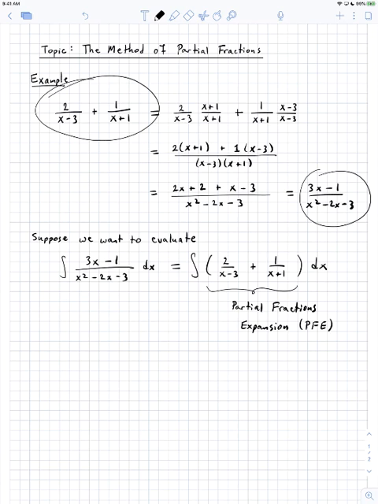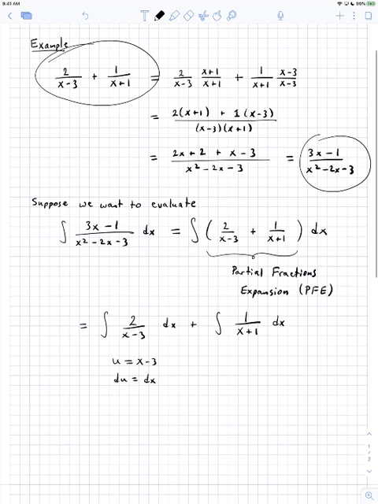But the point of the partial fractions expansion is that we can integrate the terms in it. We know how to integrate both of these. We can just do it term by term. The integral of 2 over x minus 3 dx plus the integral of 1 over x plus 1 dx. Both of these can be done using substitution. In particular, on the first one here, if you let u be equal to x minus 3, then du is simply dx. So this becomes the integral of 2 over u du.